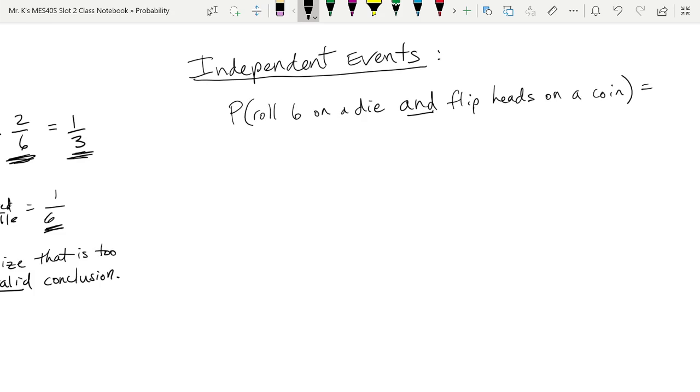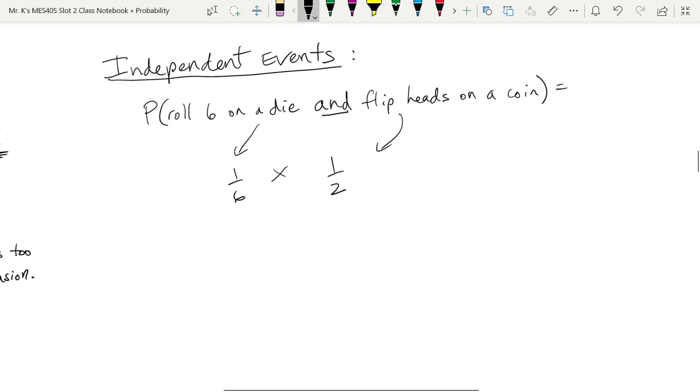Because what do you do with the 2 numbers? Somebody remembers it from junior high. What are the 2 numbers? Well, the probability of rolling a 6 on a die is 1 out of 6. Probability of flipping heads on a coin is 1 out of 2. What do you do with those 2 numbers? You multiply them. You multiply them when they are independent events.